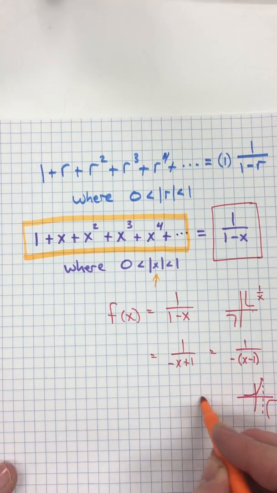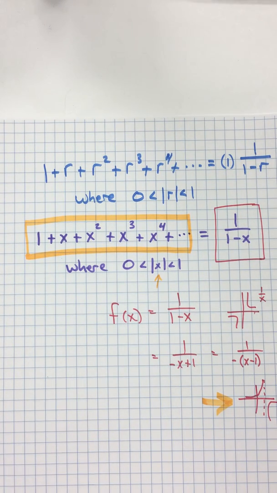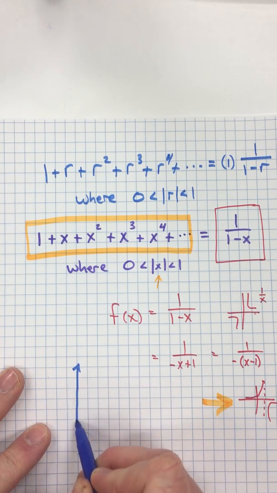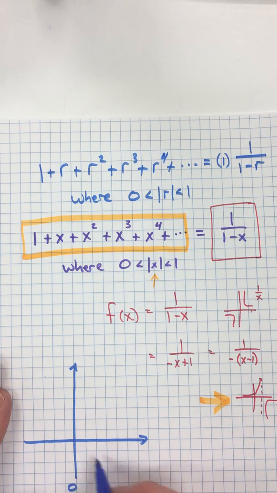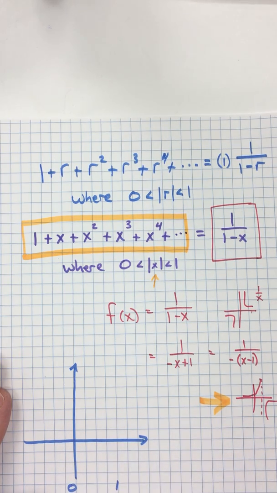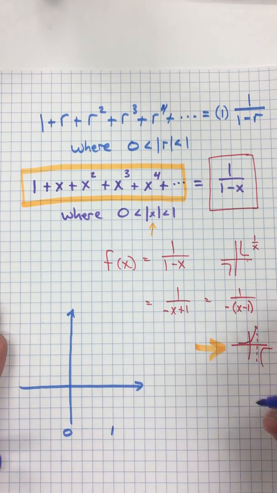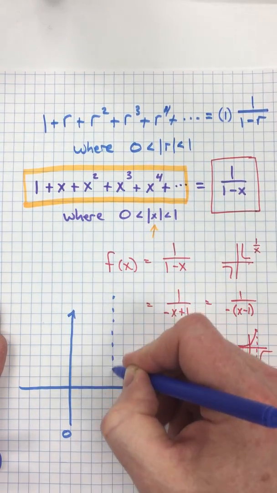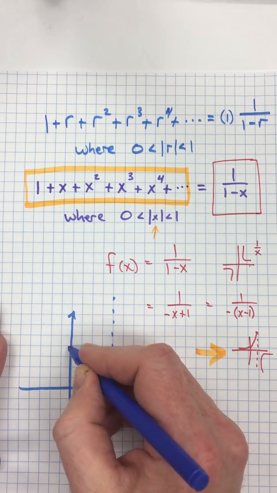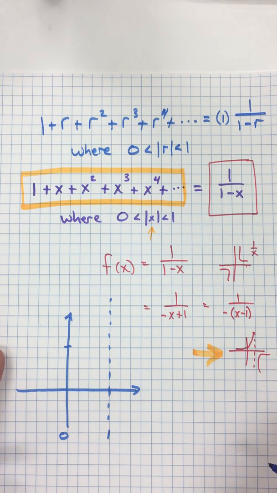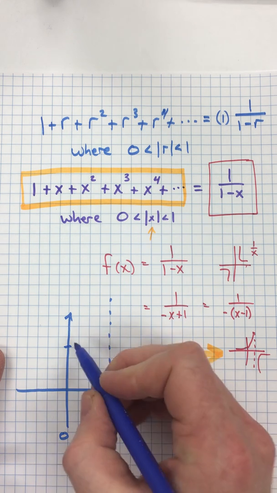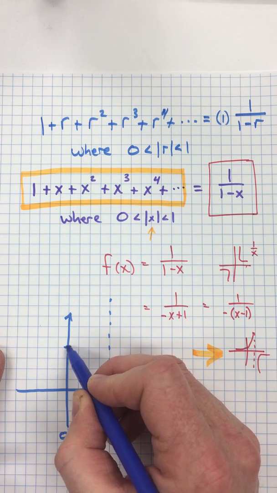In other words, if we zoom in on this graph for a second, if I'm between 0 and 1, and I graph this thing right here, I'm going to end up with the exact same identical behavior.